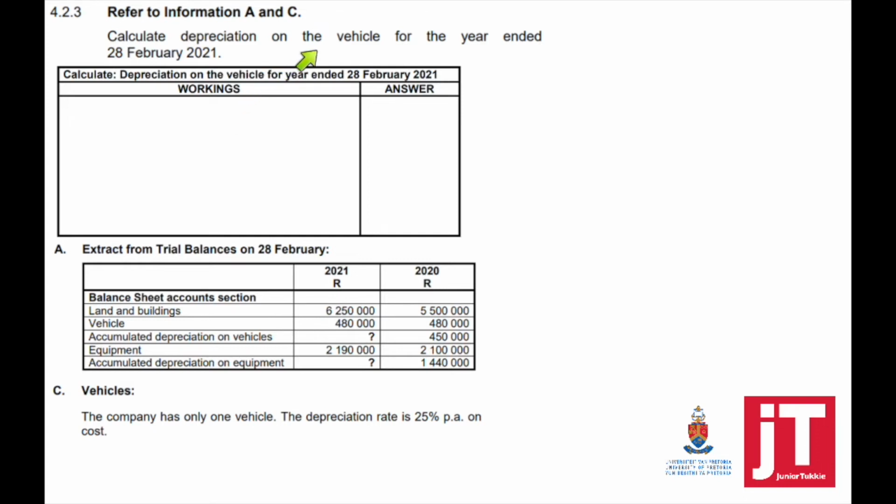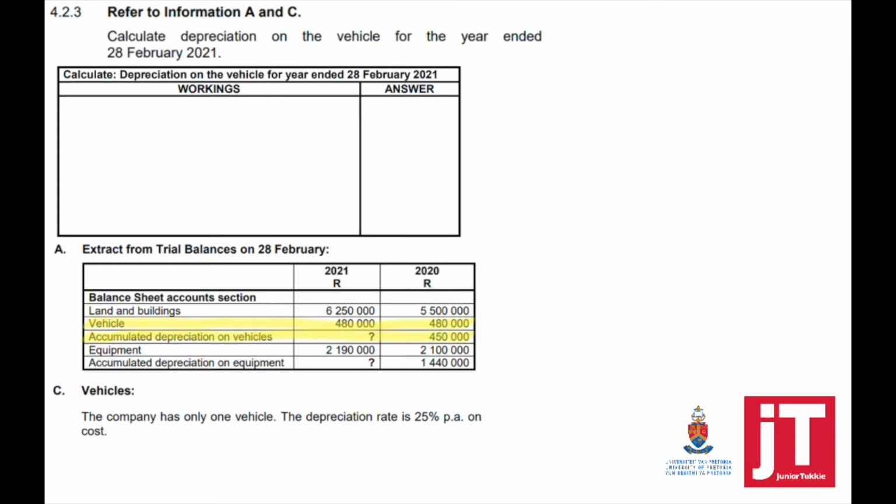Question 4.2.3. Refer to information A and C. Calculate the depreciation of the vehicles for the year ended 28th February 2021. An extract from the trial balance was given, and then they said vehicles. The company has only one vehicle. The depreciation rate is 25% per annum on cost. So there are no additions and no disposals that you need to consider. It only consisted of the one vehicle.